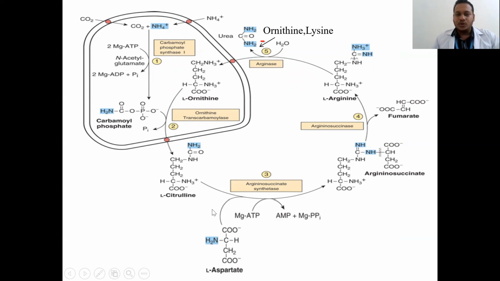and this citrulline combines with aspartate to form argininosuccinate with the help of argininosuccinate synthase. This argininosuccinate gets cleaved to form fumarate and arginine with the help of argininosuccinate lyase. This arginine gets converted into ornithine and urea with the help of arginase, and finally this urea goes to the kidney, and then it is excreted through urine in the human body. And this ornithine goes back into the mitochondria, and it goes for the other reaction.